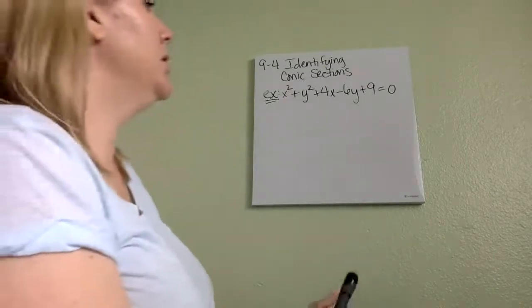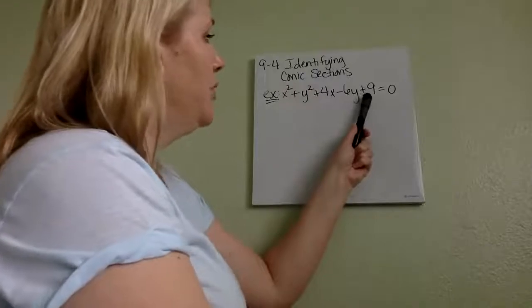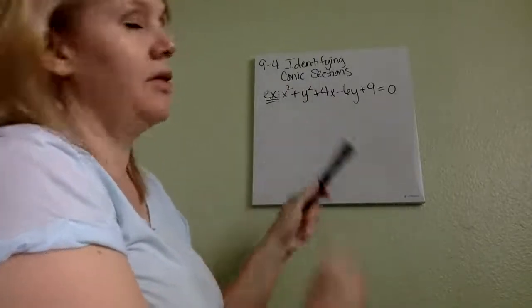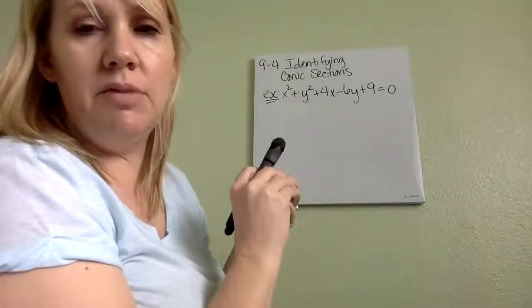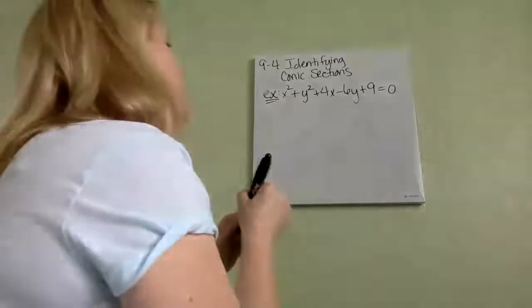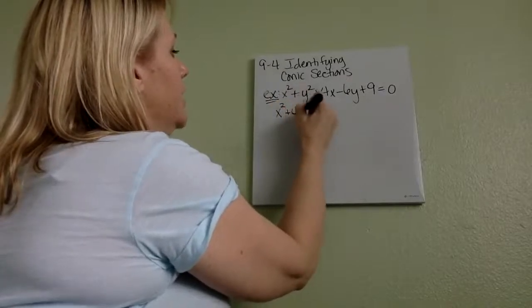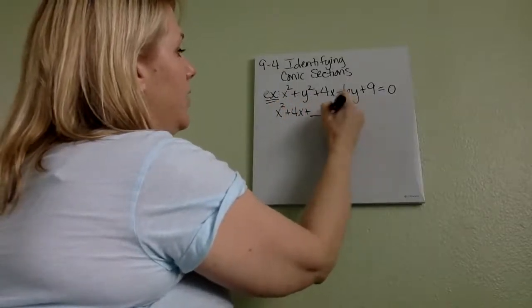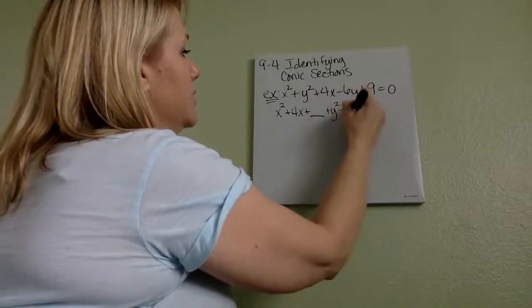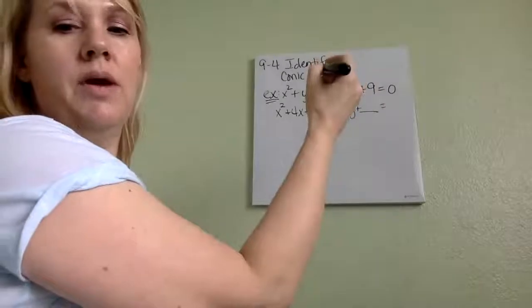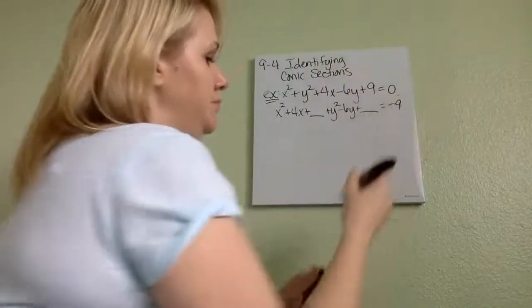So what I'm going to do is I'm going to move the 9 to the other side of the equation. Then I'm going to group together the x stuff and the y stuff and complete the square on each of those. So if I put x squared plus 4x and then leave a space, and then y squared minus 6y and then leave a space, and then the 9 would be on the right-hand side now, right? And it would be a negative 9.